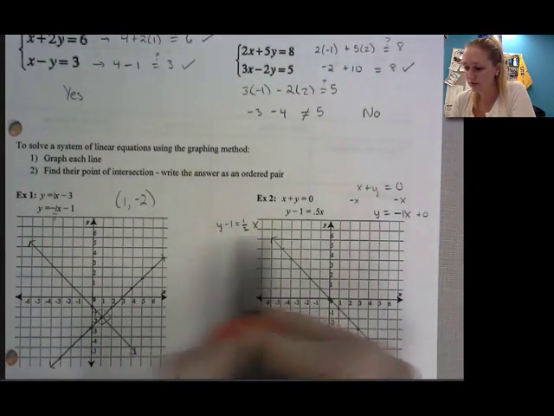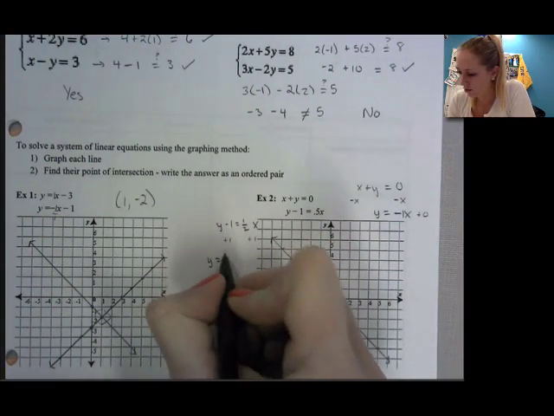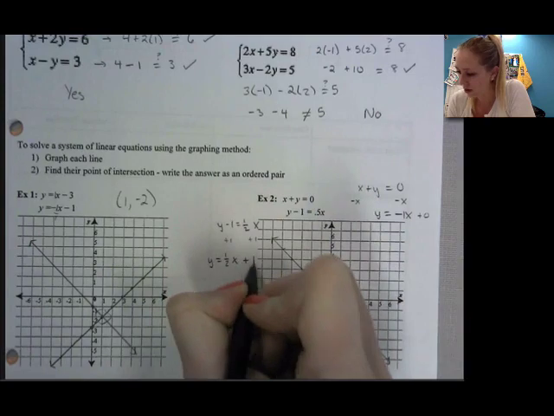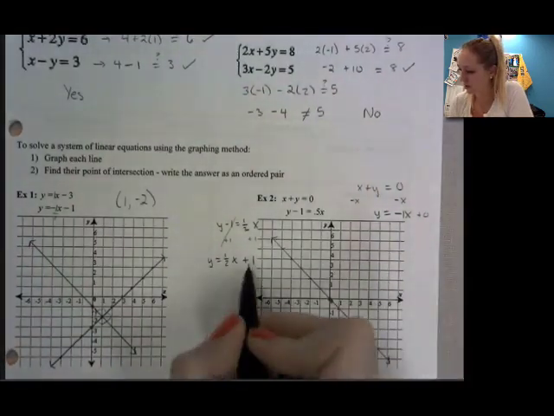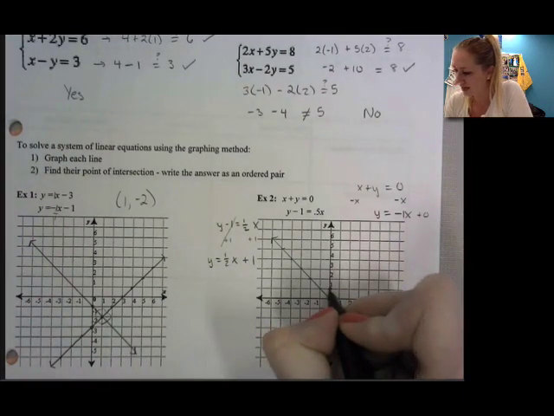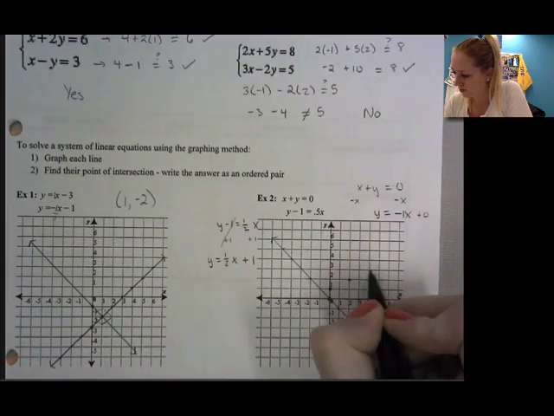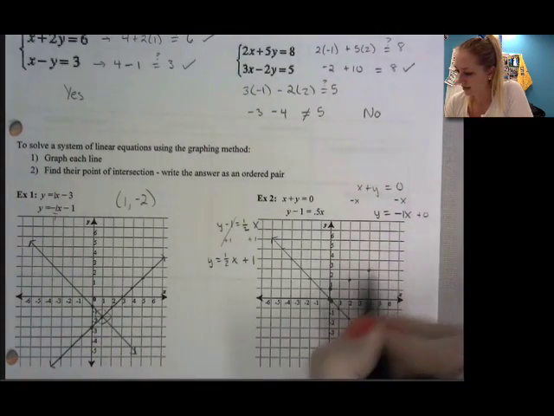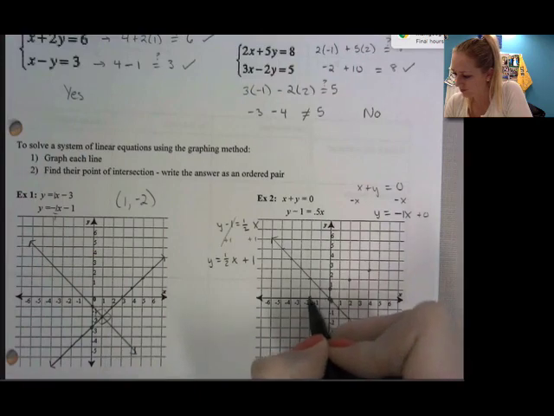Getting y by itself, all I have to do is add 1. So I get y equals 1/2 x plus 1. So now there's my equation in slope-intercept form. So my y-intercept is positive 1, and my slope is 1/2. So up 1 over 2, up 1 over 2. And then if I go back this direction, it's down 1 and left 2.